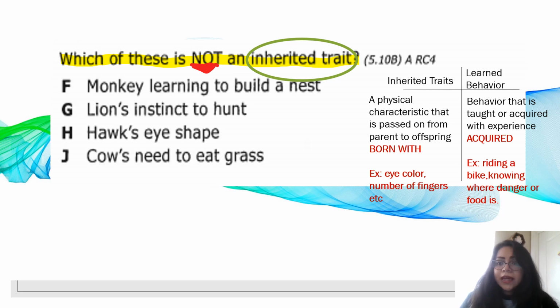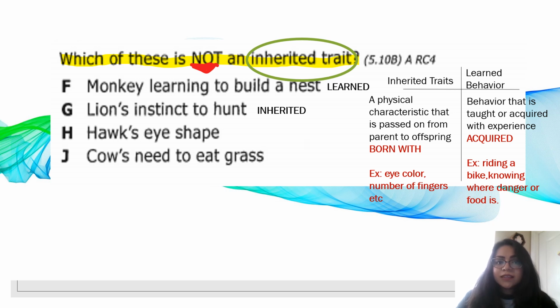Next, I'm going to read the answer choices and decide if it's an inherited trait or a learned behavior. A monkey learning to build a nest is an example of a learned behavior because the monkey is learning a new skill. G. The lion's instinct to hunt. Was the lion born with this instinct? Yes. And even though it's not a trait, it is a natural behavior. And natural behaviors is something that an animal is born with. Then the answer for G is inherited.